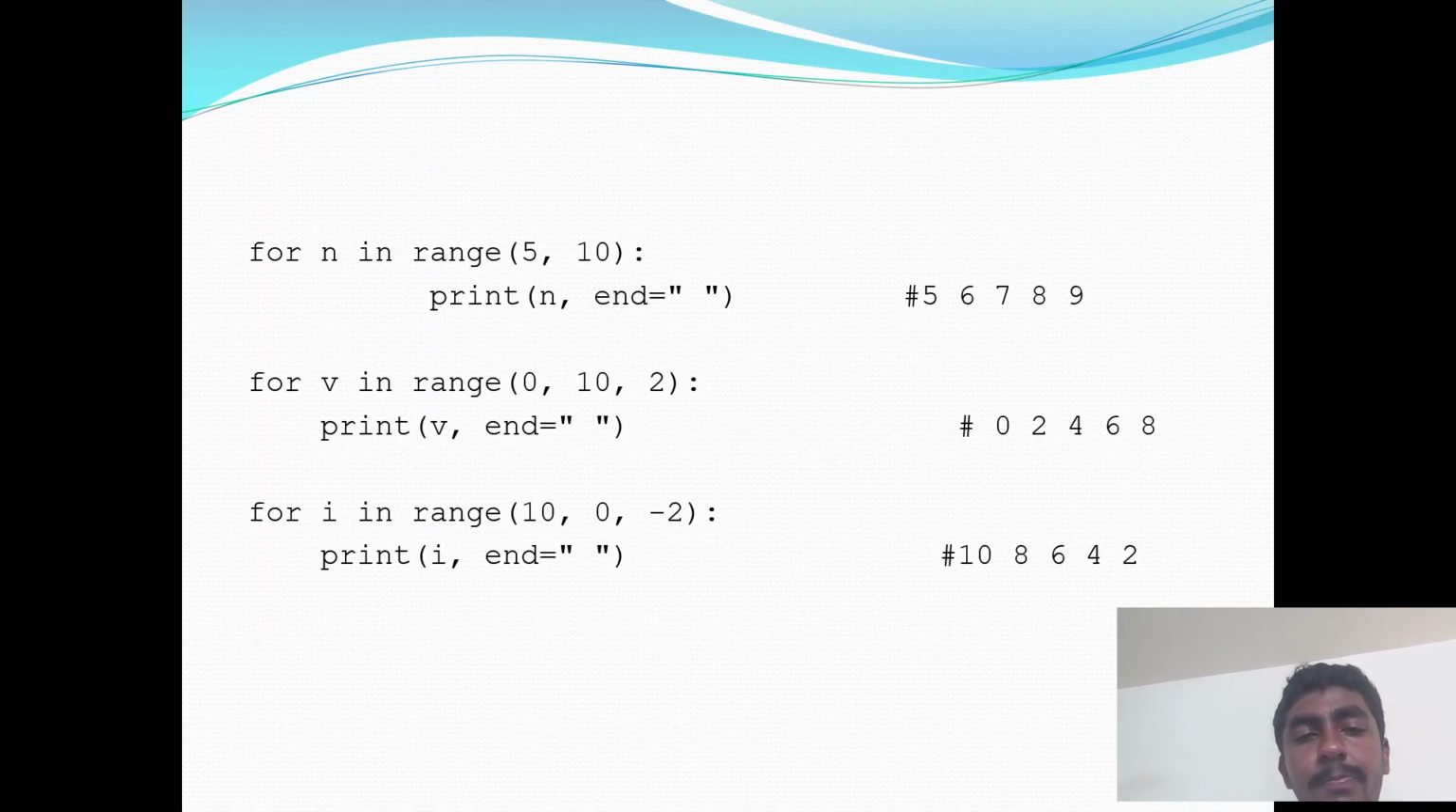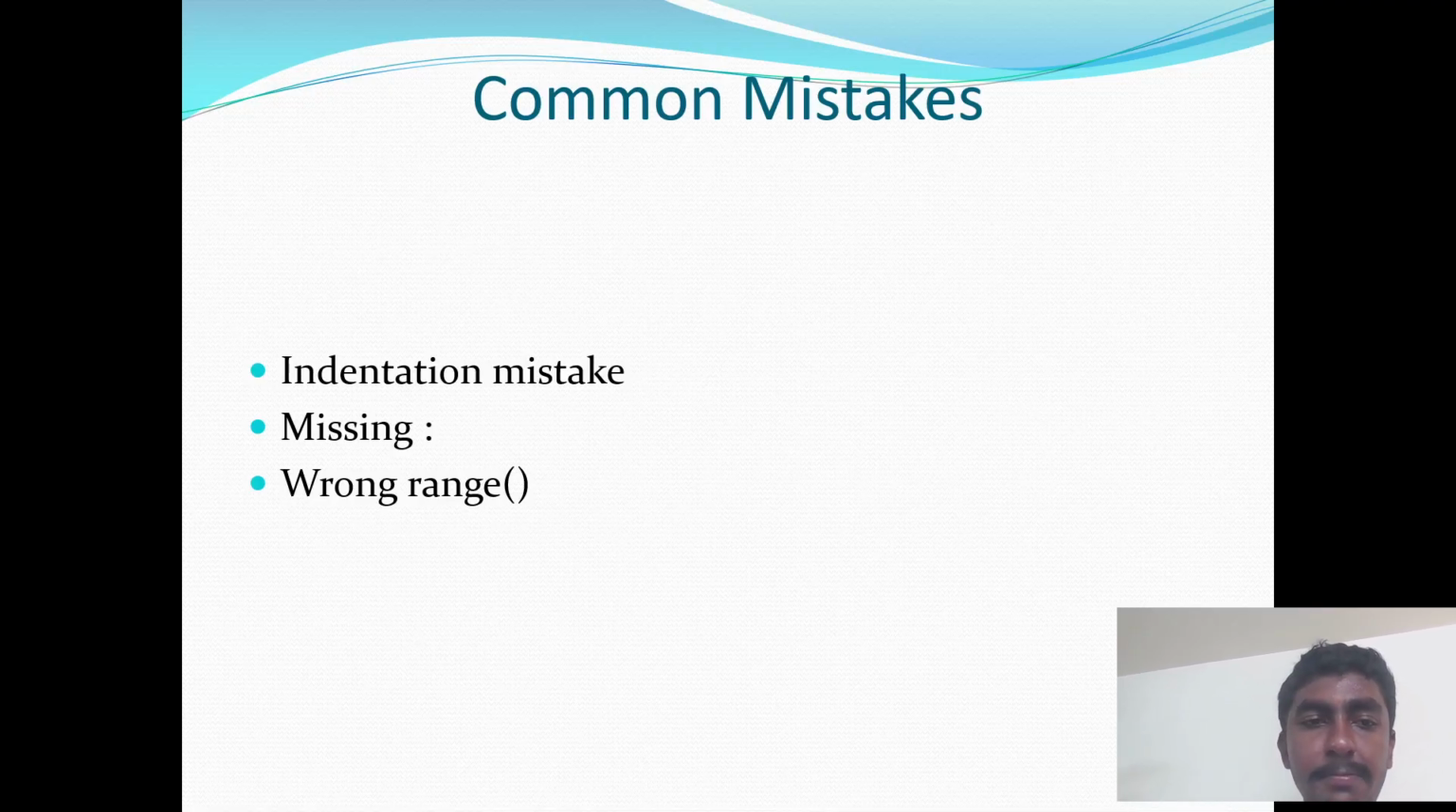Okay, so common beginner mistakes. Before moving ahead, let me show you these mistakes. Mistake number 1: students expect range(5) to include 5. It doesn't. The stop value is always excluded.